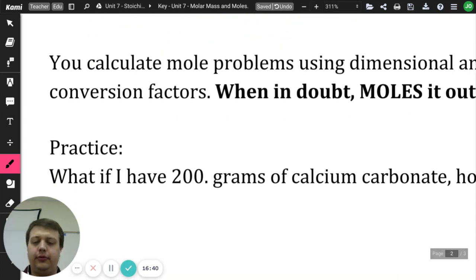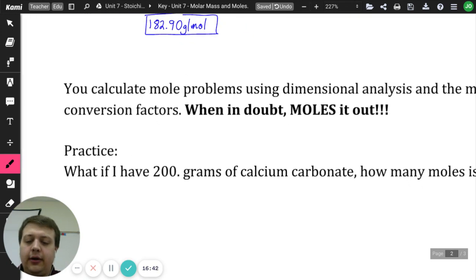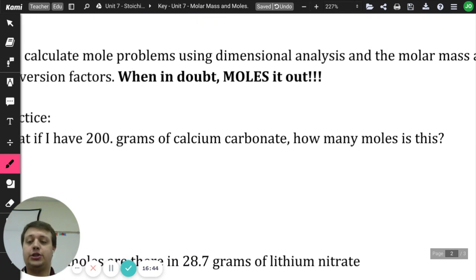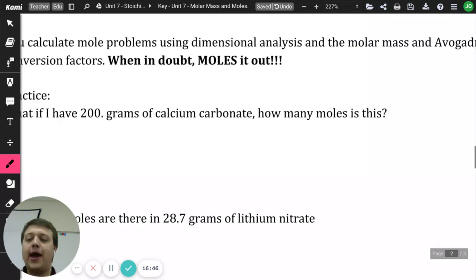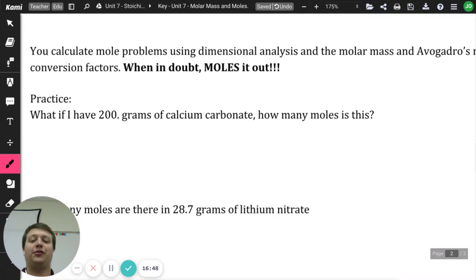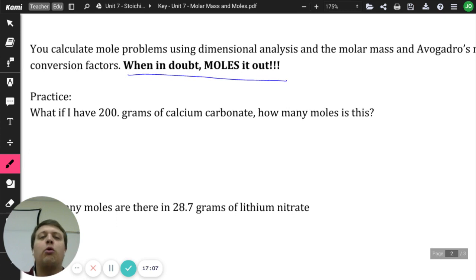Okay. So you calculate the mole problems using dimensional analysis and the molar mass and Avogadro's number as conversion factors. Remember, Avogadro's number is 1 mole equals 6.02 times 10 to the 23rd, and molar mass is 1 mole equals whatever that mass is from the periodic table. So my suggestion to you is, when in doubt, moles it out.